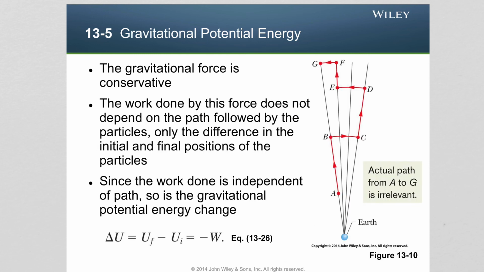From our discussion on gravitational potential energy in the module about energy, we know that the gravitational force is a conservative force. So the work done by this force does not depend on the path followed by the particles, only the difference in the initial and final positions of the particles. So, for example, if I take a particle from point A to point C along this path, the work done by the gravitational force will be the same as taking the particle from point A to point C straight up like so.